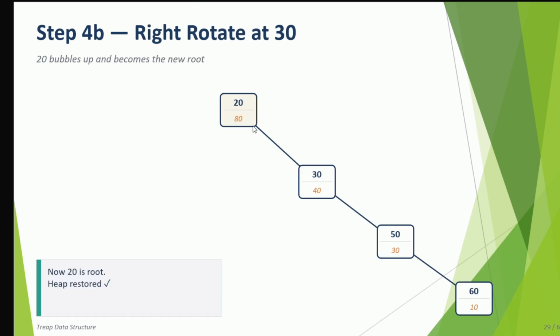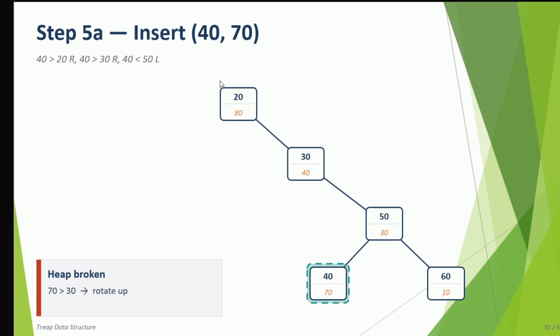So here after performing a right rotation, 20 goes up and 30 goes down and the 4 nodes maintain the TREAP property. And our last step, we have to insert the node having key value 40 and priority value 70. We see 40 is greater than 20, so we move right. 40 is greater than 30, so we again move right. 40 is less than 50, so 40 will be inserted as the left child of 50.